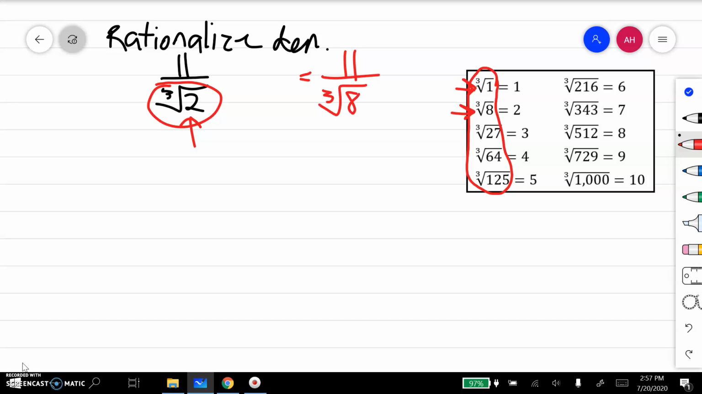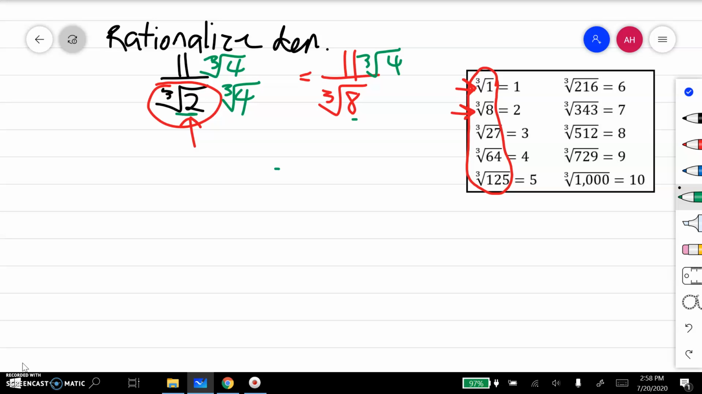So then I need to figure out what I need to multiply by to get from 2 to 8. So we know 2 times 4 is 8. So that means I'm going to need to multiply this by the cube root of 4. But if you do something on the bottom of a fraction, we need to do it on the top. So we're also going to multiply the top by that. Okay, so on the top, we get 11 times cube root of 4. And on the bottom, 2 times 4 gives us a cube root of 8.